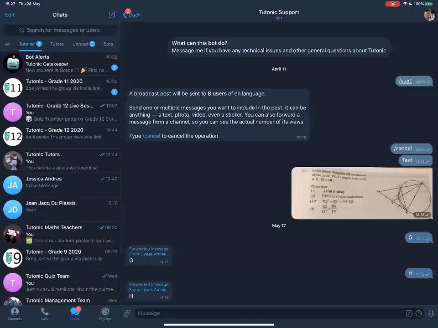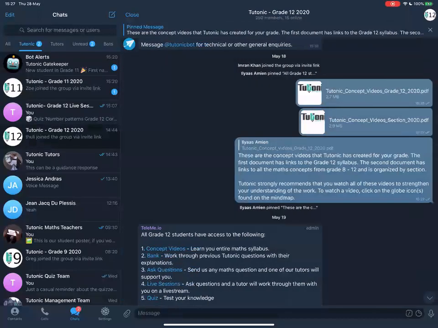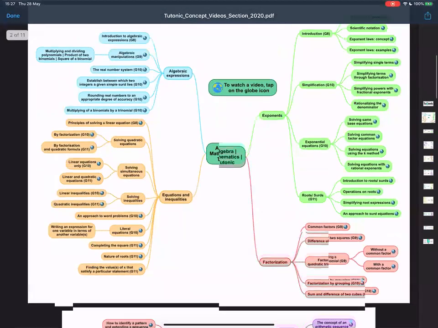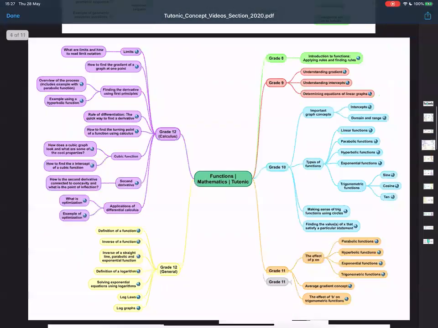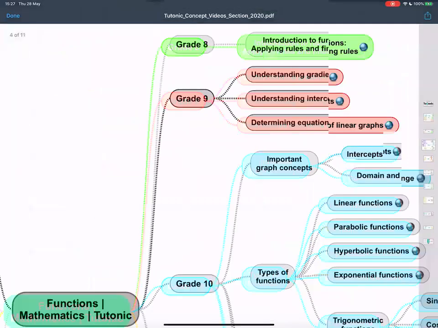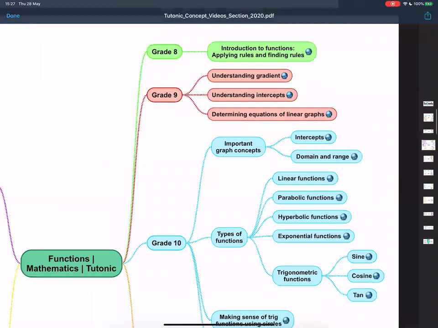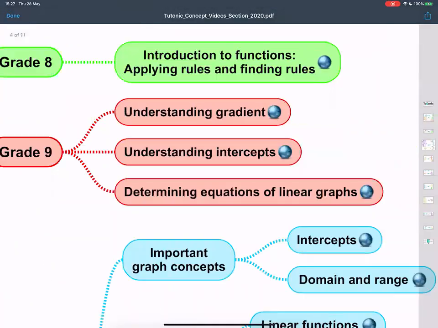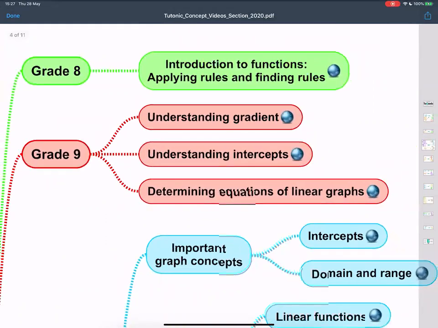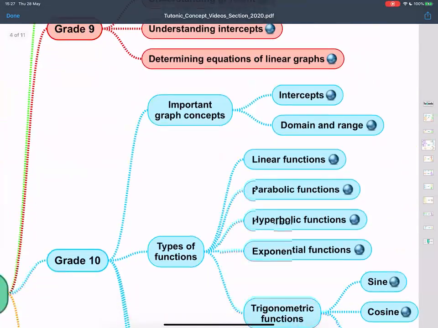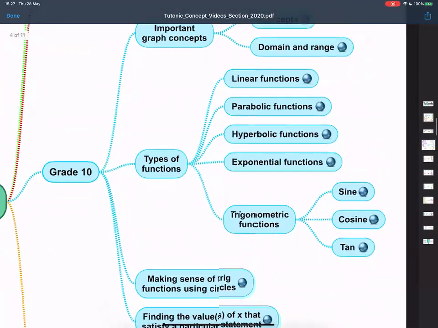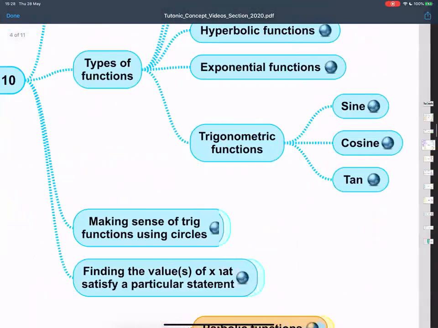But the nice thing with Tutonic is that we make that catching up process easier for you, because we've taken all the sections like algebra and number patterns, and we allow you to start from the beginning and rebuild your foundation. So maybe you don't understand what a gradient is. These people are using gradient, but what is gradient even? What is an intercept? What is domain and range? What is an exponential function? What are these guys talking about? What is a trigonometric function?